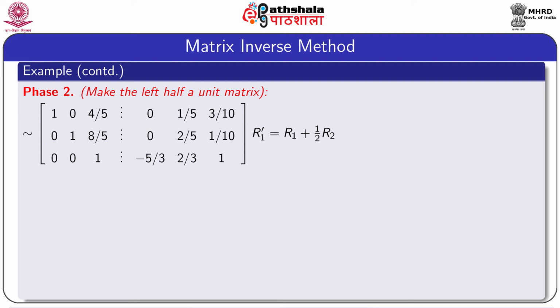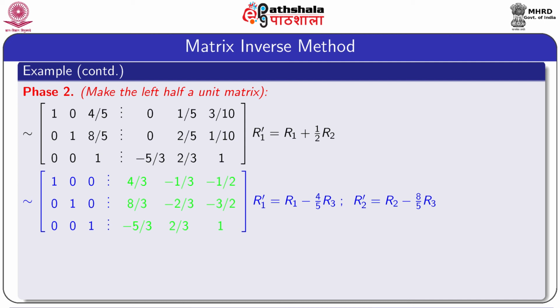Now, we go to phase 2, and in phase 2 we make the left half a unit matrix. To make the 2, 1 element 0, we apply the elementary row operation R1 prime equal to R1 plus half R2, and using this elementary operation the first row is reduced to 1 0 4 by 5, 0 1 by 5 3 by 10, and second and third rows remain unchanged.